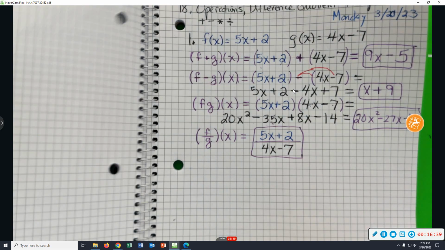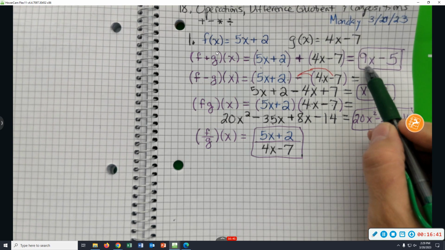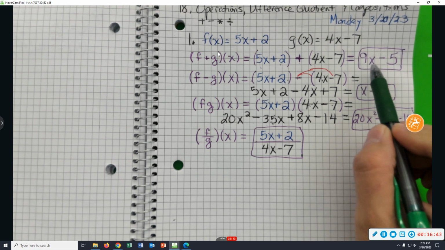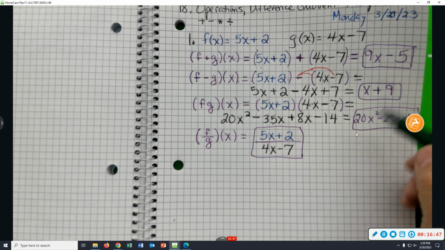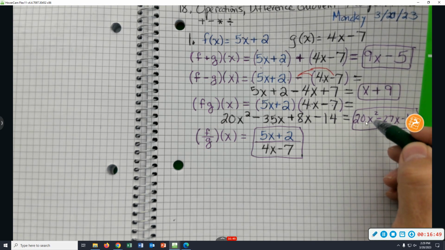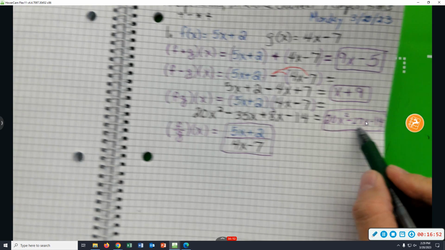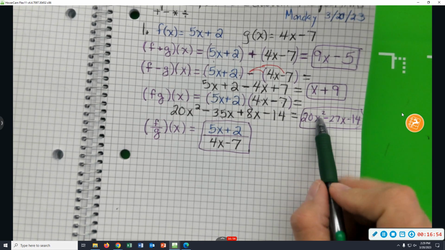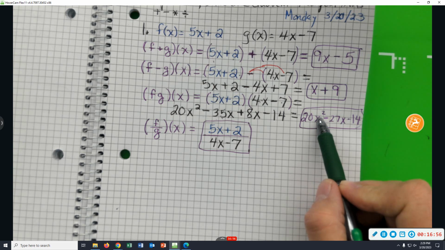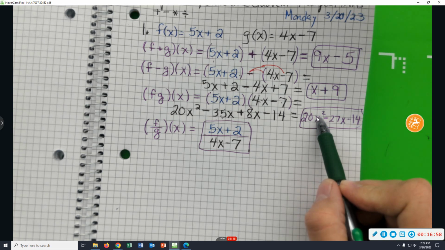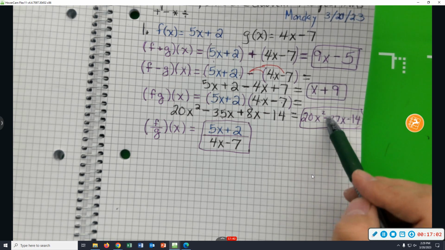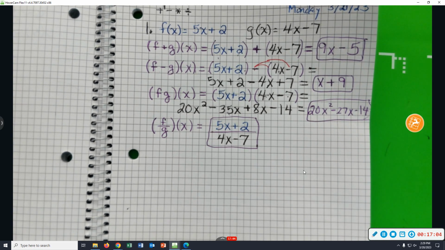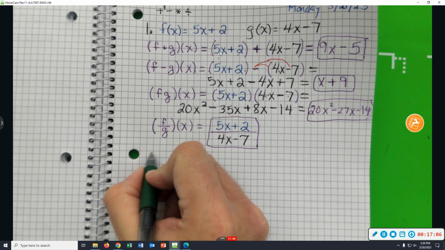So, looking at these, is there any number you couldn't plug into 9x minus 5 and x plus 9? If you were going to plug a huge number into 20x squared minus 27x minus 14, you might want a calculator if you're going to plug in 133.8 or something. But there's the domain. That's what the domain is. What numbers can you plug in? So I'm going to make a note.